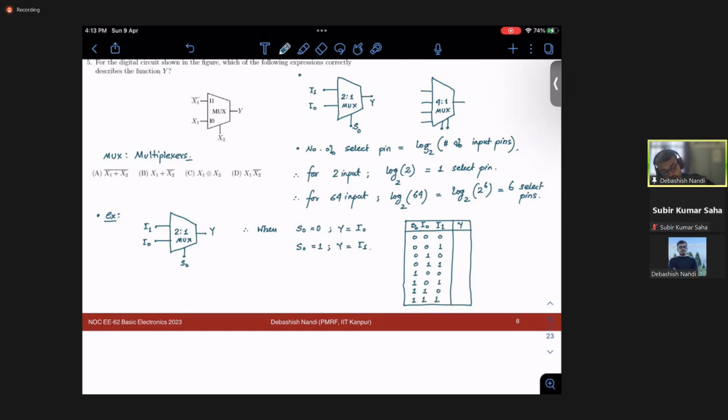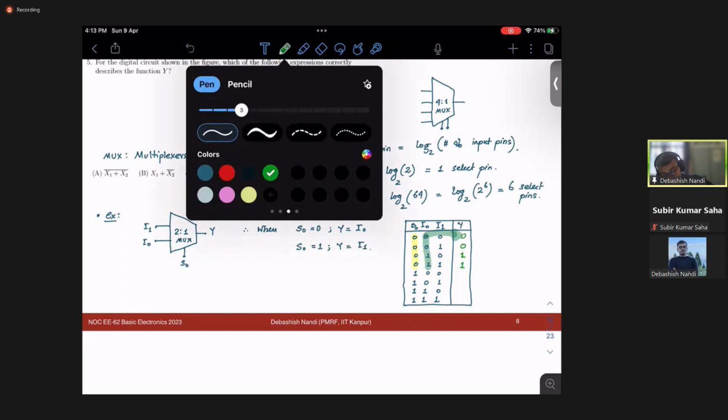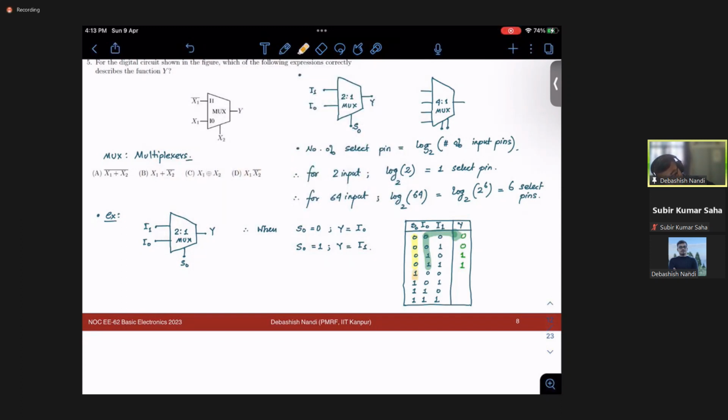Okay. So when your select is 0, what will be your output? Your output will be nothing but this stuff, right? This stuff will be your output. So your output would be 0, 0, 1, 1. Okay. And what about this? When your select is 1, your output will be simply this. So it will be 0, 1, 0, 1. Whatever is at the I1 pin will be at the output pin, right?